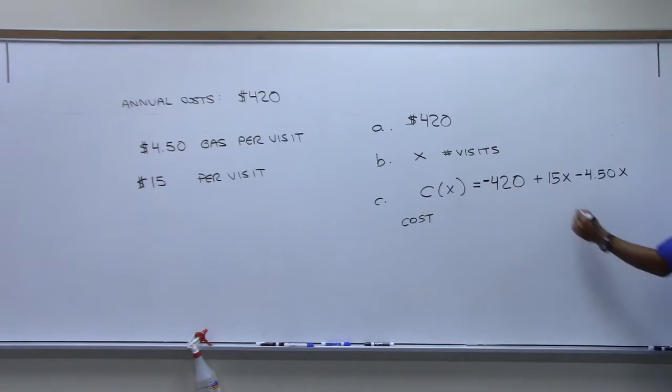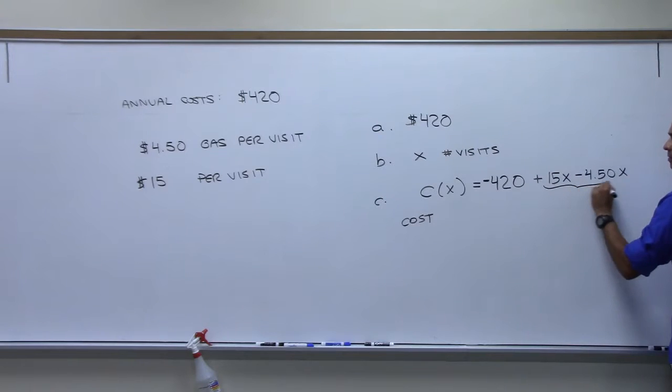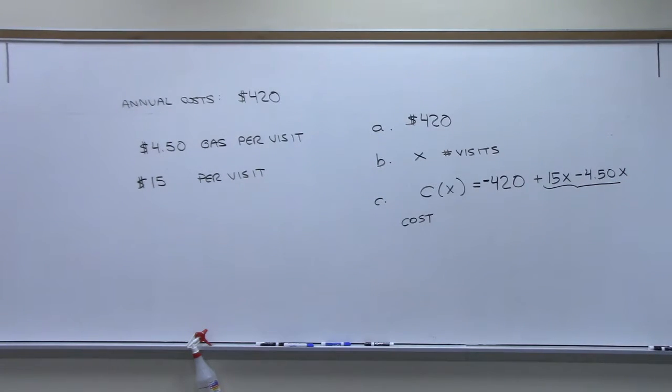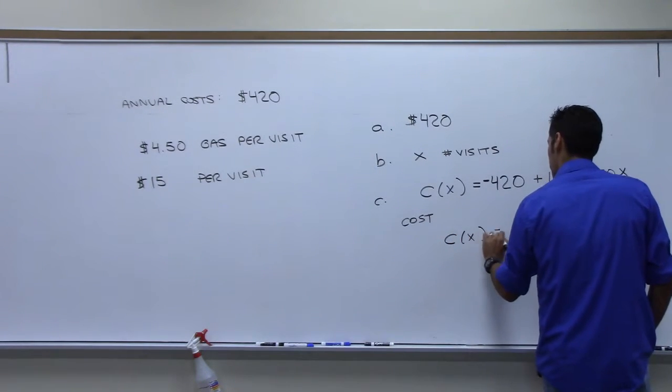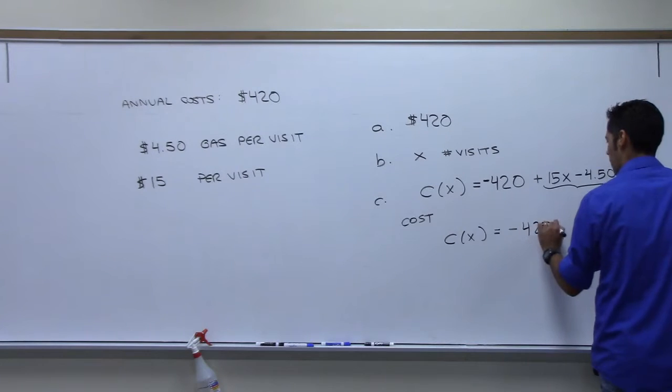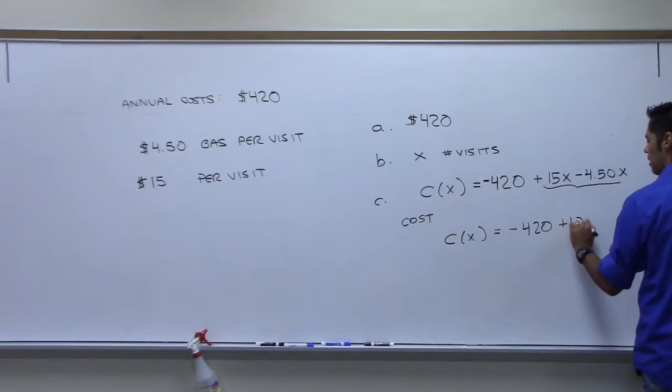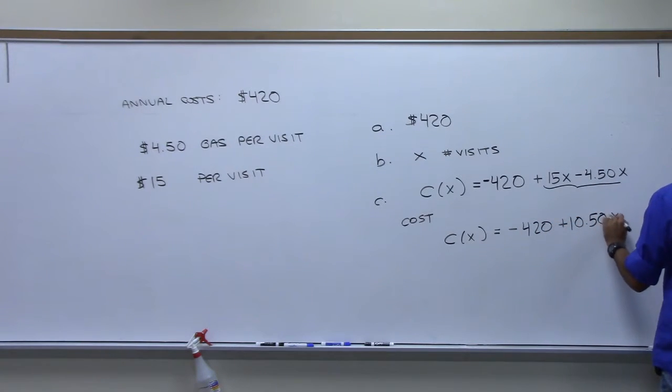And now we can actually put these together, right? Because they're like terms. So what's 15x take away 450x? What is it? Plus 1050x.